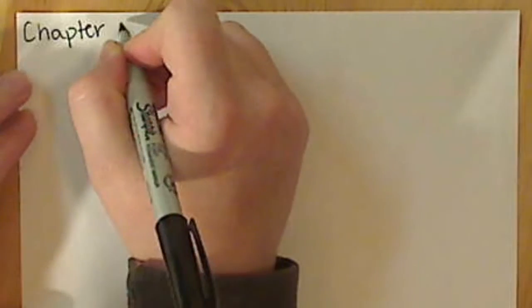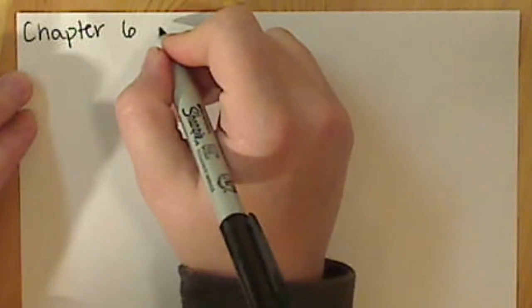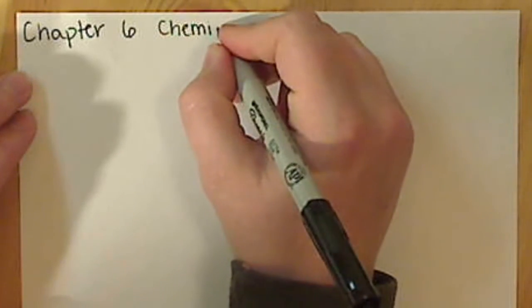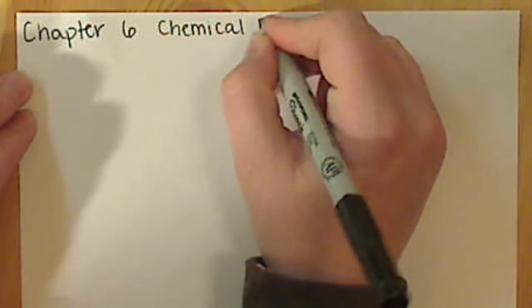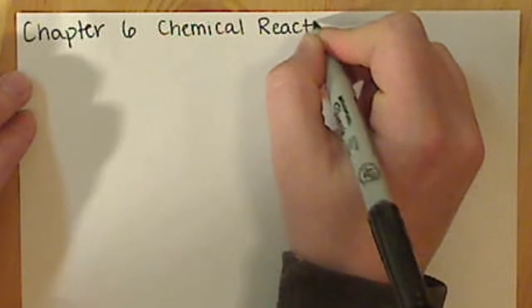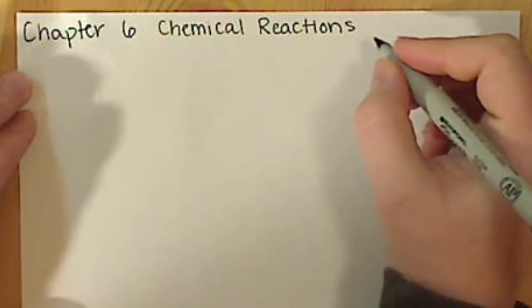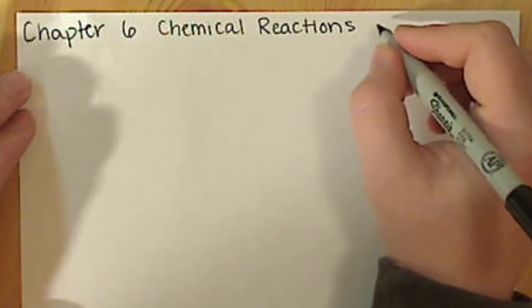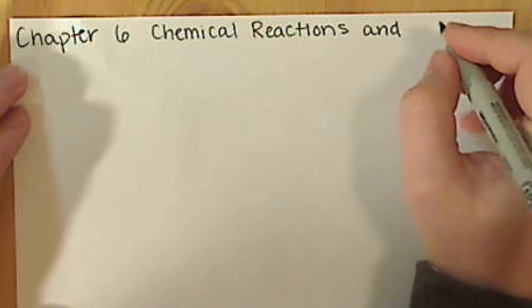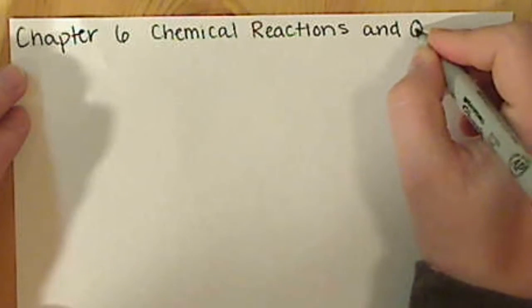This is the first video for chapter 6 in your book. It's all about chemical reactions. So we're starting to get into some real chemistry here. And not only are we going to look at just observations of types of chemical reactions, we're also going to be doing a lot of calculations with them.